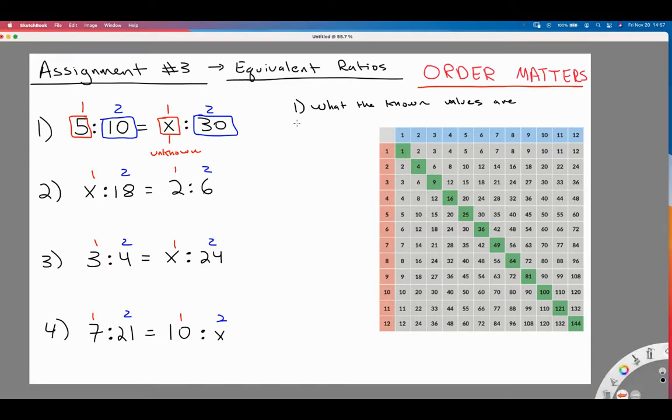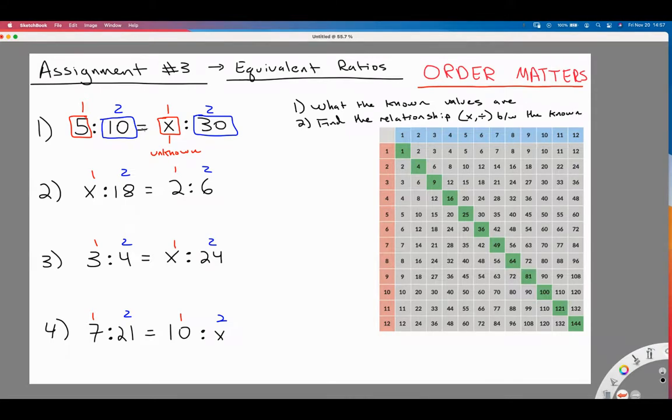So after we find out what the known values are, we want to find the relationship between those known values. When we're working with relationships, it's either going to be multiplication or sometimes we can look at it as division. But we want to find the relationship between the knowns.